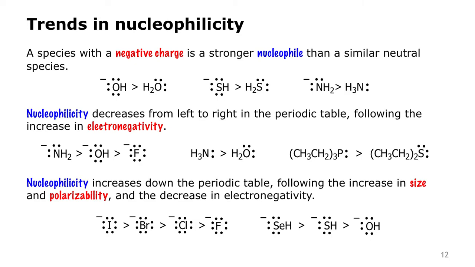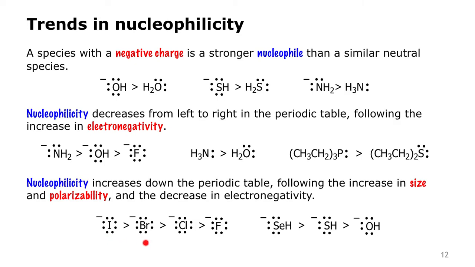You have to be careful when you make these comparisons that you're comparing analogous species. So for instance, we can compare oxygen to ammonia. The oxygen and nitrogen are in the same period. Nitrogen's less electronegative. It's a better nucleophile. Phosphorus and sulfur can be compared as long as they're similar species. Phosphorus has a lower electronegativity. It's a better nucleophile. Sulfur has a higher electronegativity.